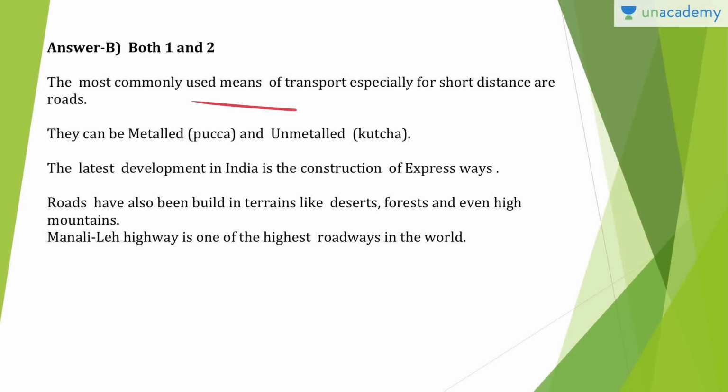So the most commonly used means of transport, especially for short distances, are roads, and they can be either pakka roads, which are metal roads, or unmetalled roads, which are kacha roads. Kacha roads are kacha in the literal sense of the word. If there is one rain, they get washed away.